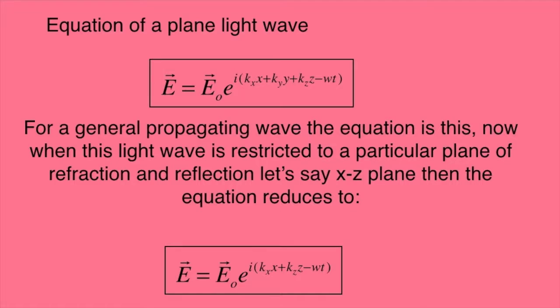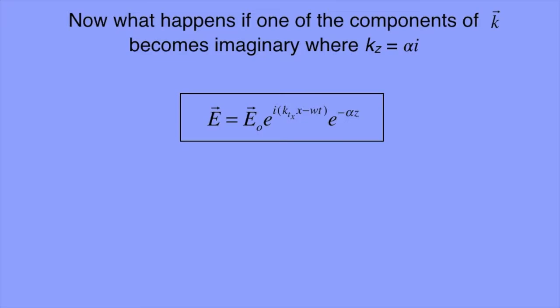Now, for a general propagating wave, the equation is this. However, when this light wave is restricted to a particular plane of diffraction and reflection, let's say the xz plane, then the equation reduces to this. In this equation, we have ky equals 0, since the plane is the xz plane. Now, what happens if one of the components of k becomes imaginary? That is, kz equals alpha i.